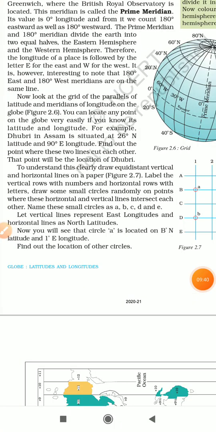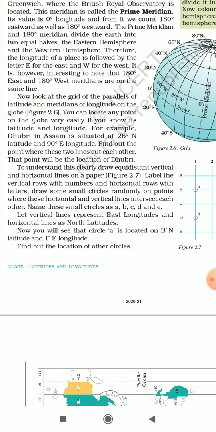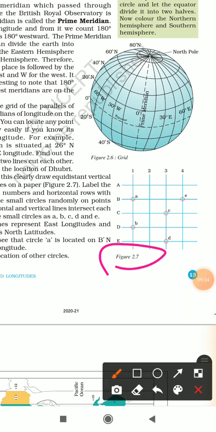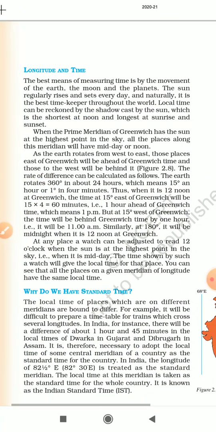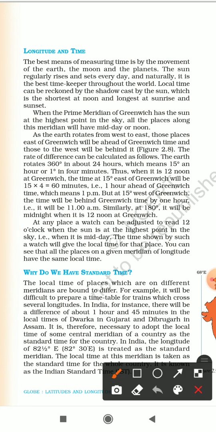When the parallels of latitudes and longitudes meet each other, they form something like a grid. You can see the grid in figure number 2.7. This is the grid. Now, longitudes are very helpful in locating the time of a place or measuring time. The best means of measuring time is by the movement of the earth, the moon, the planets, etc.